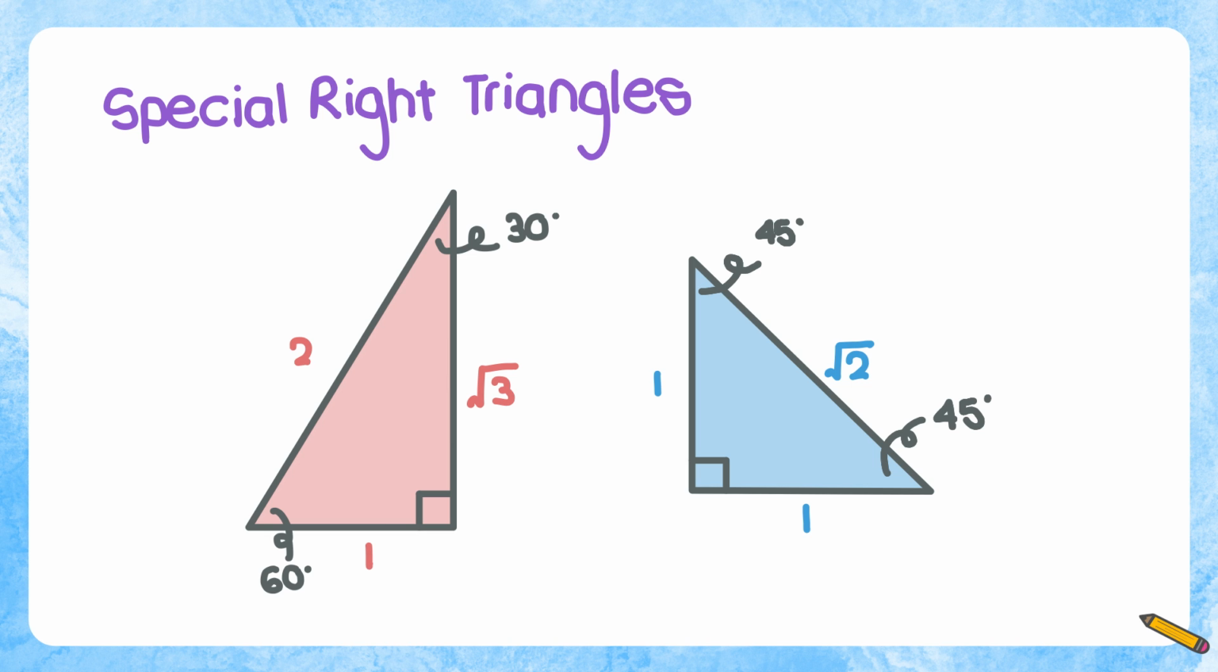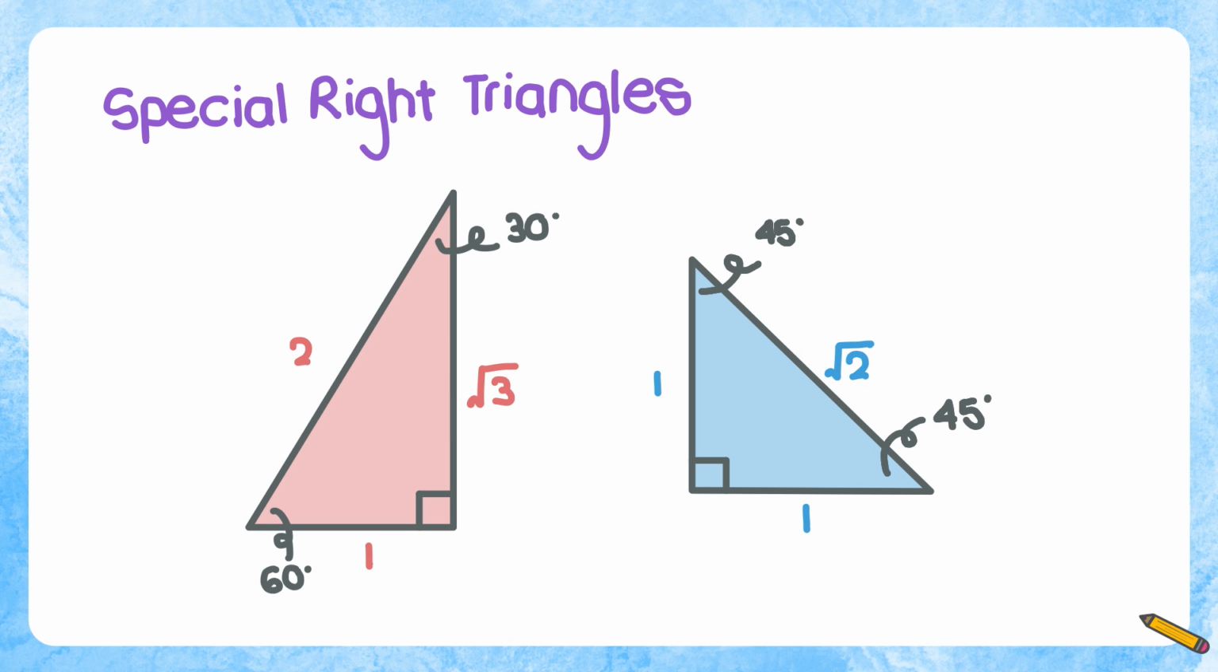So for the 30, 60, 90 triangle, the ratio of the sides is always the short leg being 1, or a multiple of 1, the long leg being the short leg times radical 3, or simply in this case, we'll just leave it as radical 3. And the hypotenuse is double the length of the short leg. So in this case, just 2.